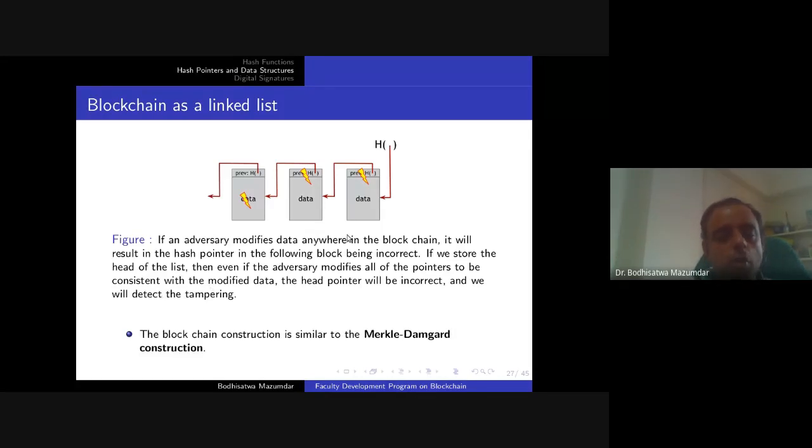This blockchain construction is similar to the Merkle-Damgard construction. As I said, that was the construction of the hash function. This blockchain construction is also a Merkle-Damgard construction because it is of a linked list structure. The block at the beginning of this linked list is called the genesis block. That means this is the most recent block.